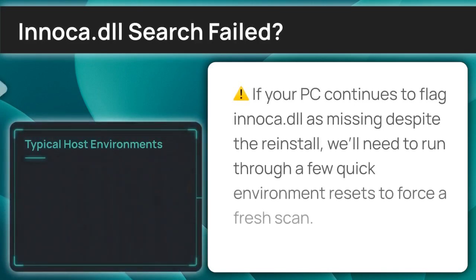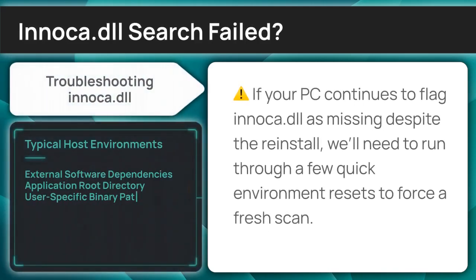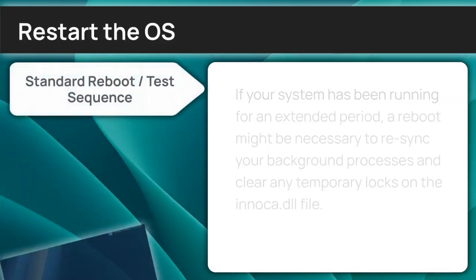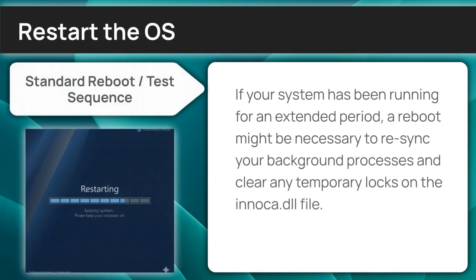When a standard software refresh isn't enough, we need to bypass the automated installers and look at manual system state resets. If your system has been running for an extended period, a reboot might be necessary to resync your background processes and clear any temporary locks on the Inno library file.